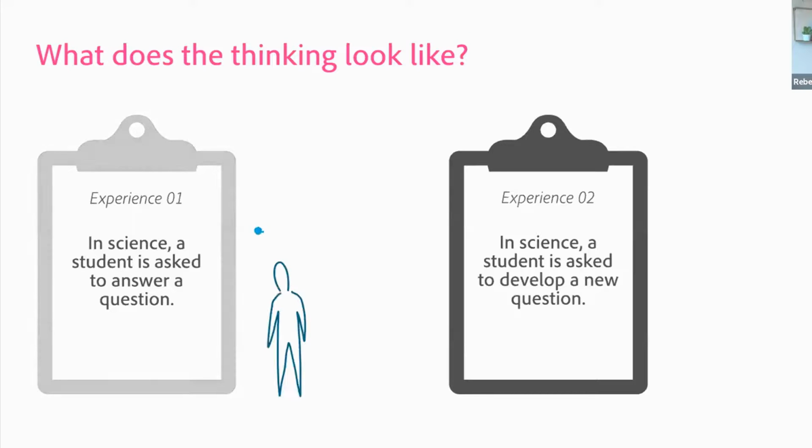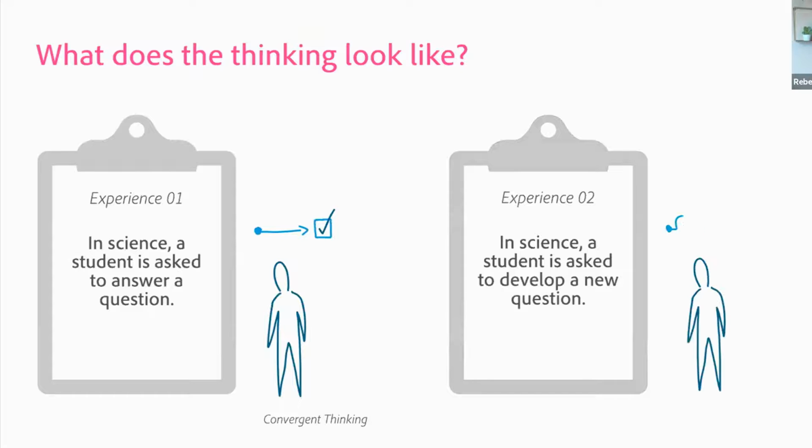Well, in the first one, there is a right answer to that question potentially. So it's more that straight line thinking, it's convergent thinking. There's an answer that they're trying to give. In number 2, it is more divergent thinking. That student is going to have to draw on all the things that they have learned about a topic. What new way can we think about it?